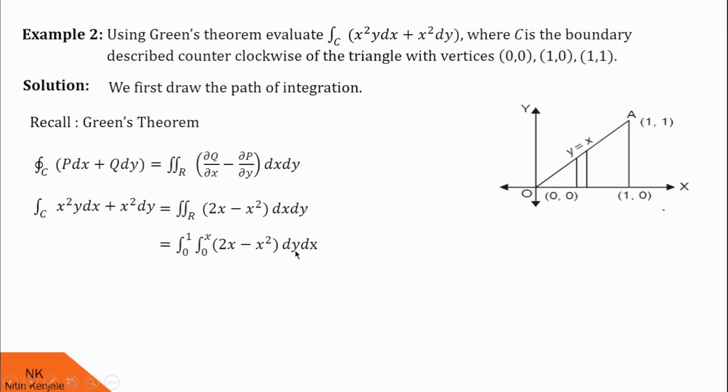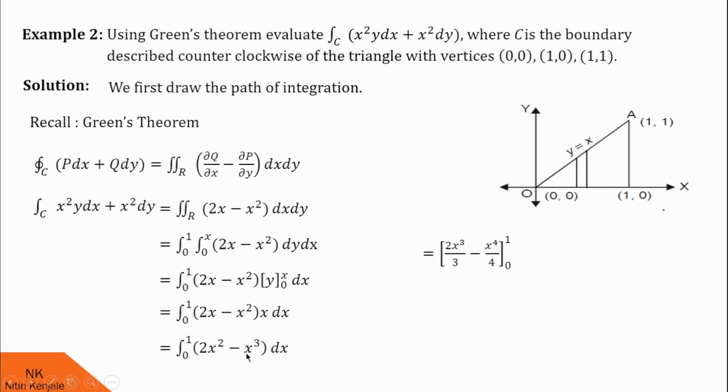Integrating this with respect to y first, we get the integration as 2x minus x squared. It's constant, it will remain as it is. Its integration will be y over the limits 0 to x. Substituting these limits in y, we get x minus 0, that is only x. Now you can multiply this x inside and then integrate it. Its simplification is 2x squared minus x cubed and its integration is 2x cubed by 3 minus x raised to 4 upon 4 over the limit 0 to 1. After substituting these limits, we get the value of this line integral as 5 by 12.